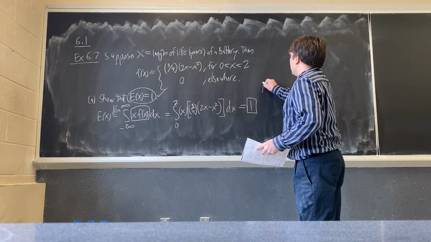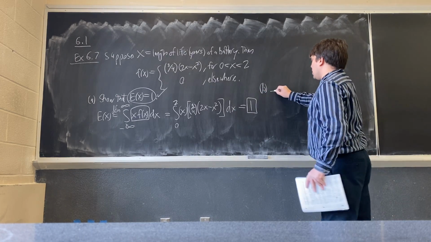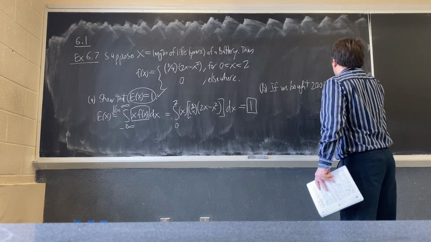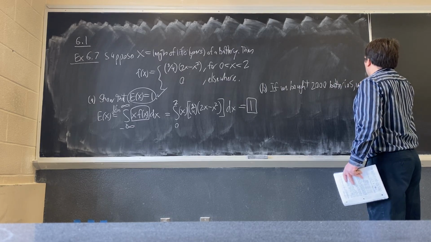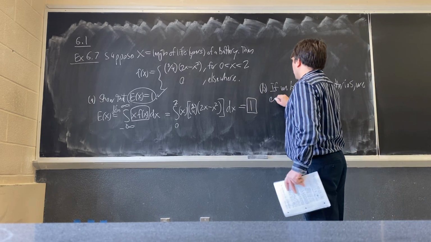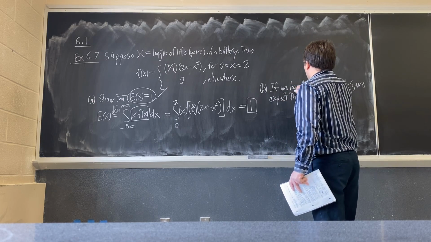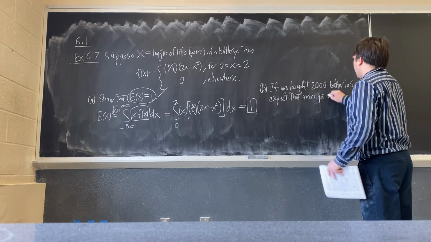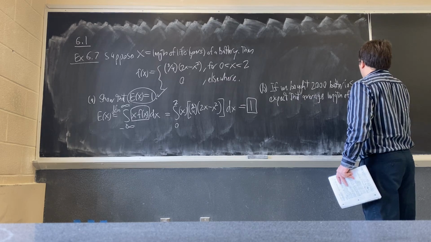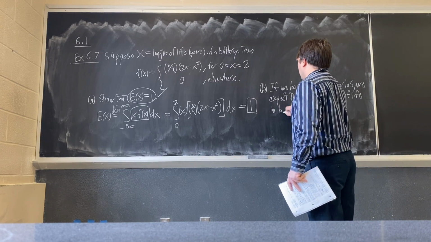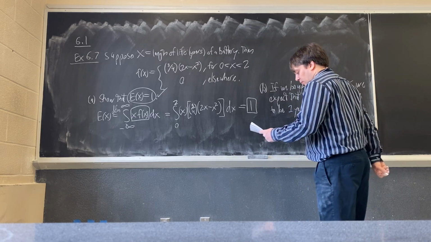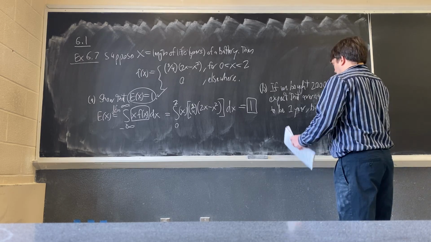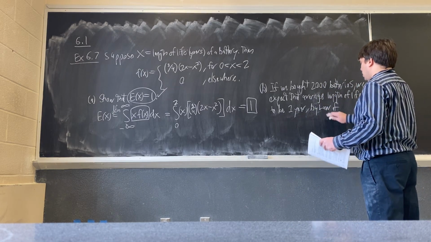And part B, if we bought 2,000 batteries, we expect that the average length of life for that battery to be 1 year. And that's by the strong law of large numbers.